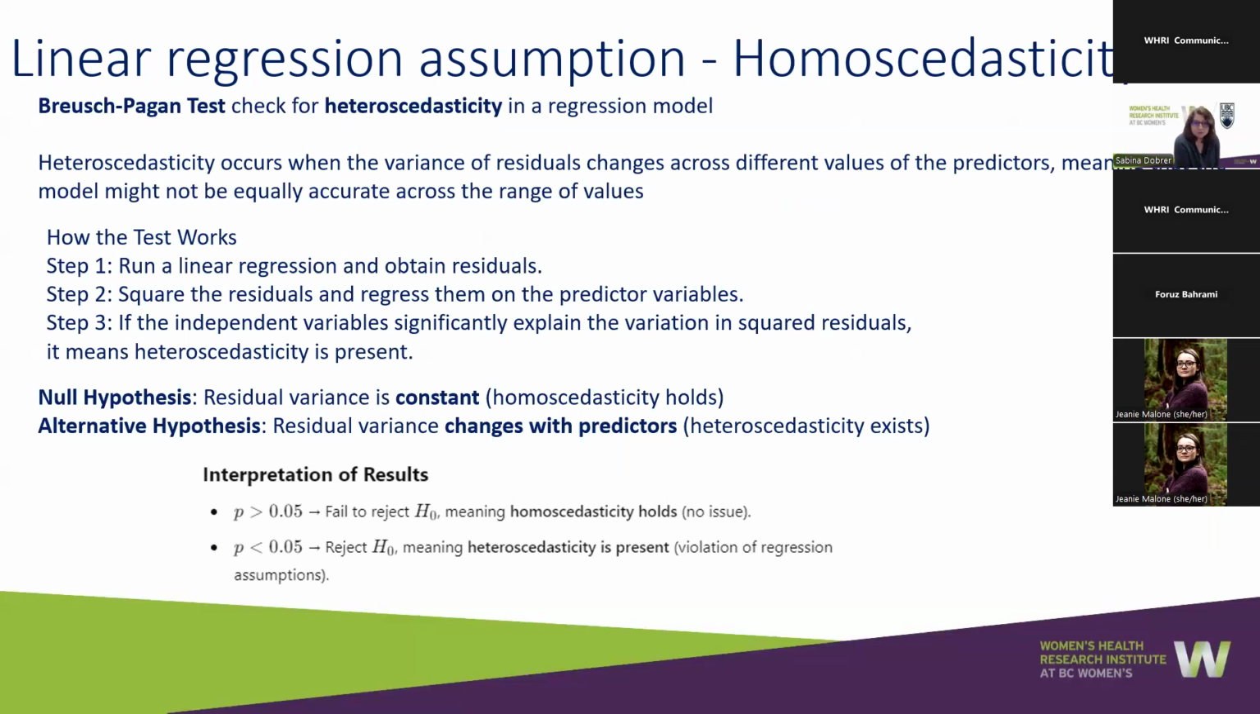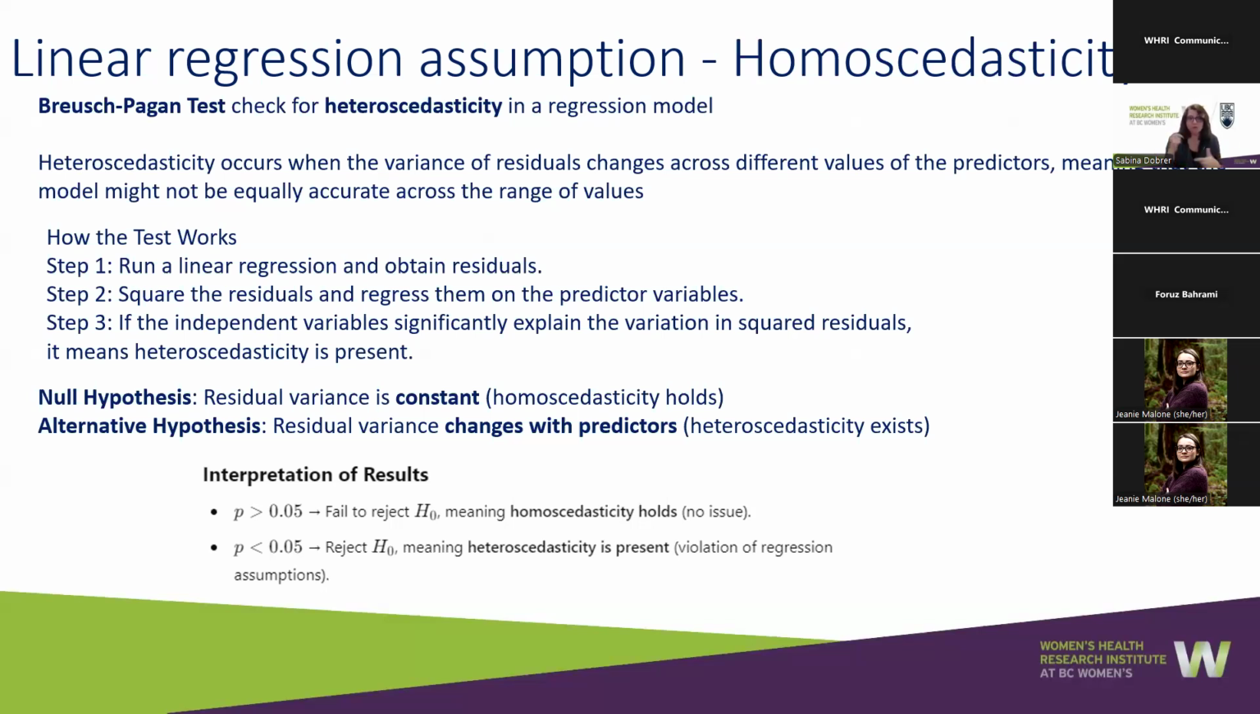There is actually a test you can run. It's called, I never know how to pronounce this, the Pagan test. You can Google or use ChatGPT for any program you use and figure out how to do the test. It's done really simply. You run linear regression to obtain residuals, and we square the residuals to regress them on predictor variables. If the independent variables significantly explain the variation in the squared residuals, it means heteroscedasticity is present. So it means we have a difference in variance.